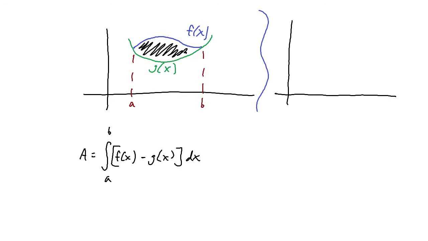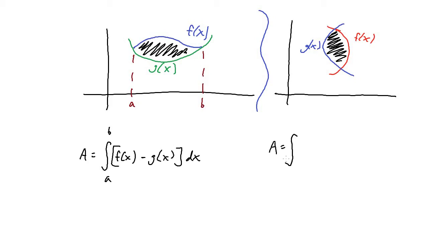Now, if I draw another graph, let's say in this case I have a right curve. Let's go ahead and label that f of x. And then I have a curve on the left. Let's go ahead and label that g of x. And I'm trying to find the area in between those two curves. Well, in this case, realize that there's not a top curve and a bottom curve, but there is a right curve and a left curve. So the formula I have to use in this case is going to be the area equals the integral.